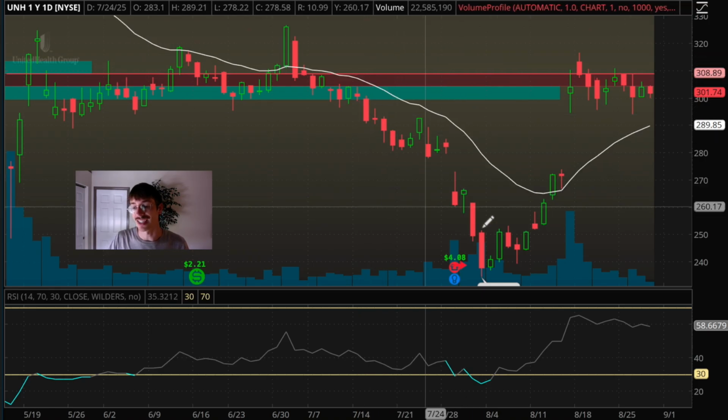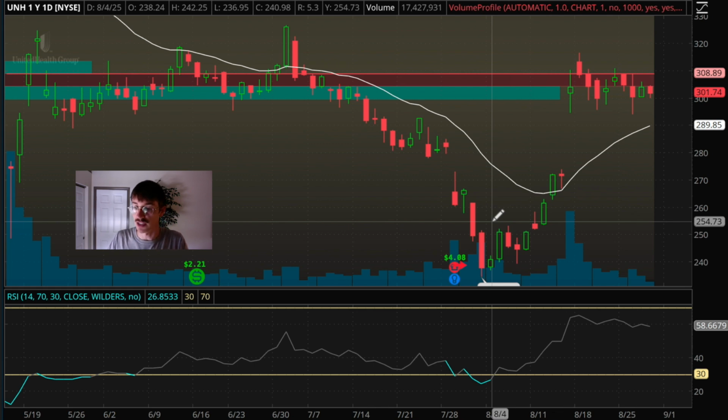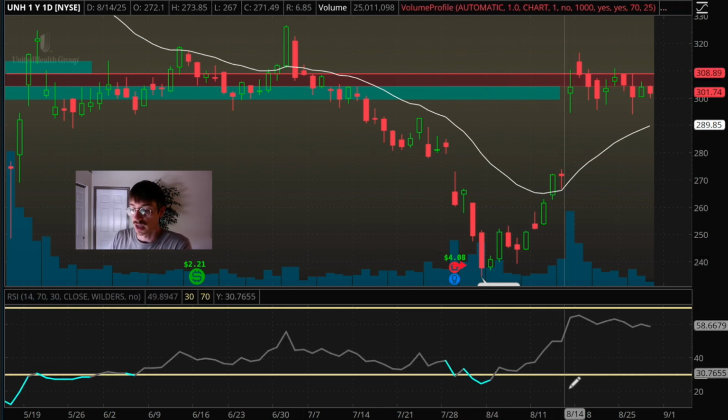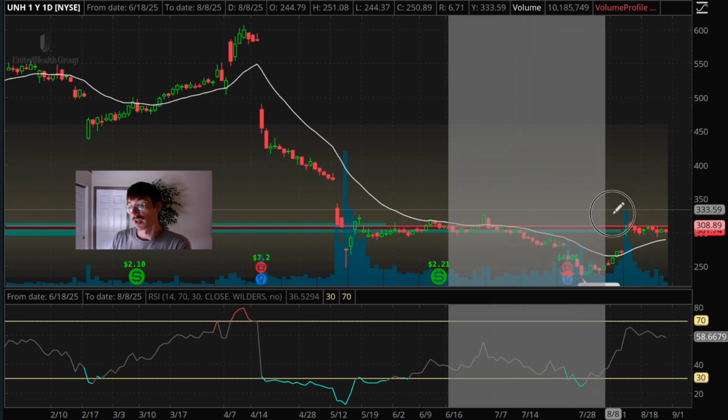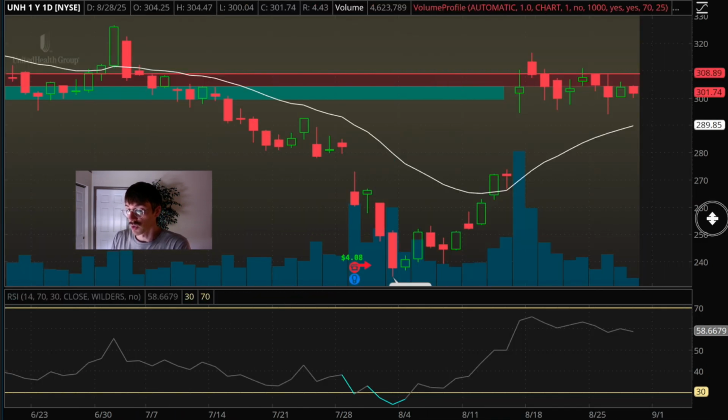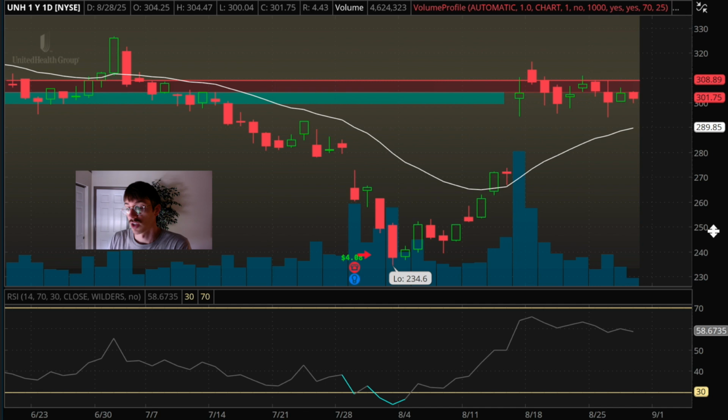So to give you a quick idea of what a mean reversion swing trade is, we have the stock UNH here. This was one of the stocks that we alerted in the Market Master Group. And we can see here that earlier in the year, it was trading at over $600 per share. But a few weeks ago, it hit a low of $234. So this was, of course, a very oversold stock.